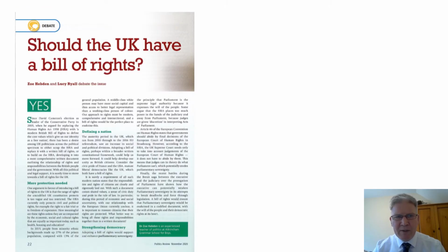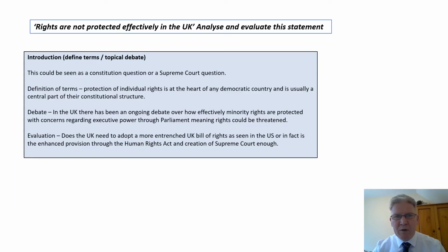And then more recently, there's this debate article in Politics Review, should the UK have a Bill of Rights, which looks at the arguments, yes, saying that the Human Rights Act presently is not enough, or going against and saying rights are adequately protected by the Human Rights Act. So it's definitely worth a read, just as context and perhaps with a little bit more analysis that you could utilise. So where do we start?